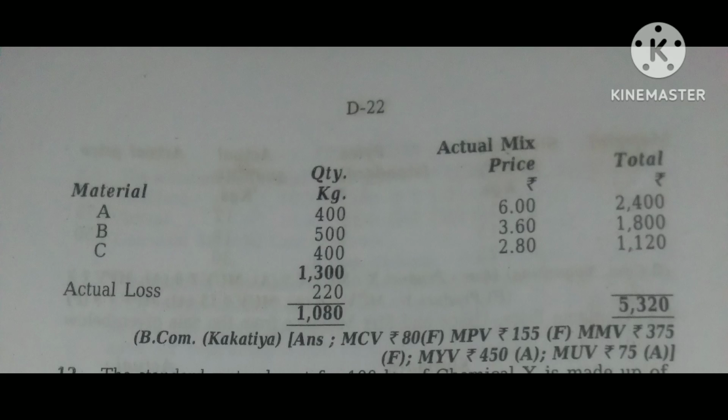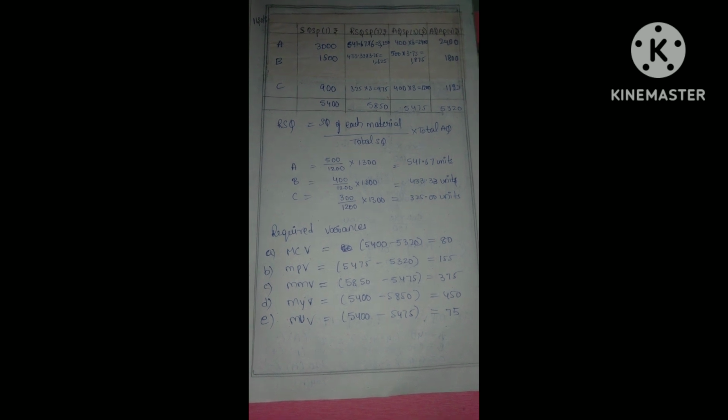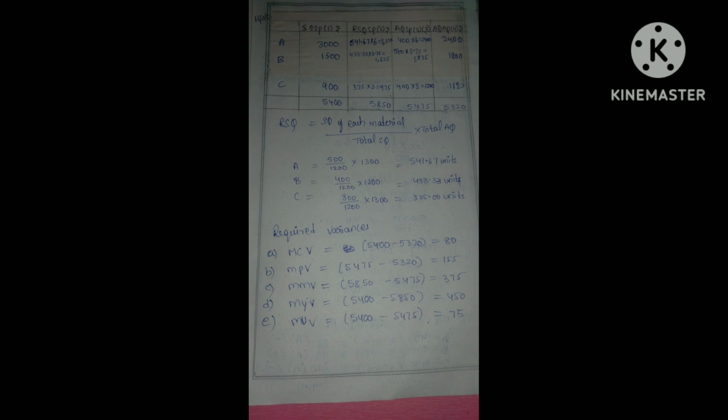So now we have to calculate MCV, MPV, MMV, MYV and MUV. So guys, now let us see the problem. First we need to draw a table and draw 5 columns in it for material, SQSP, RSQSP, AQSP and AQAP. So already we know information for SQSP and AQAP. So simply note down, and in the materials place take down the 3 materials, that is A, B and C. Now we have to find out RSQSP and AQSP. The formula for RSQ is standard quantity of each material divided by total standard quantity into total actual quantity.